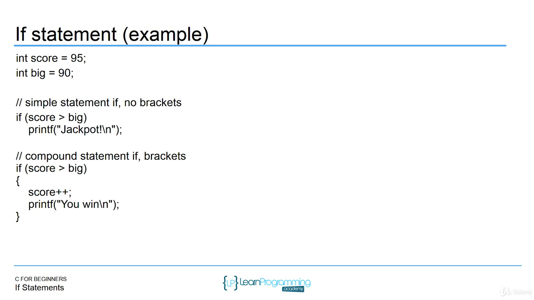so what's going to be displayed to the screen is jackpot. And then we have that same example, except we use the curly braces because we have more than one statement in the body of the if statement. So in the bottom example, if score is greater than big, we have a left curly brace to start the block of the if statement, and we have an ending brace to end the block. That's referred to as the body of the if statement. In this case, we have two statements. We're going to first increment the score by 1, and then we're going to display you win.